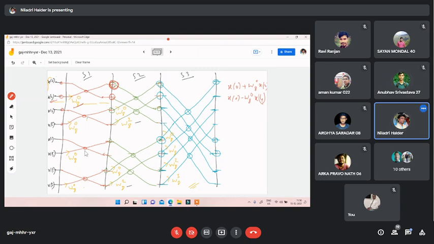Now, all these outputs will be the inputs for these butterflies. And if this is defined as A, B, C, D, E, F, G, H, and A1, B1, C1, D1, E1, F, G, H, then what will be the value of A1? Tell me. Value of A1?